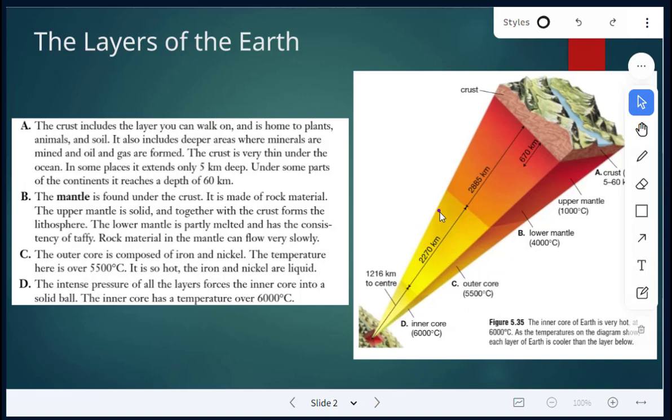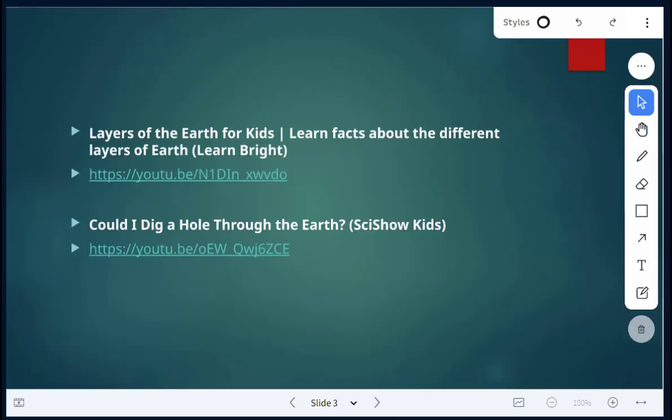And lastly, we have the inner core, which is a solid ball. So because of the intense pressure of all the layers, it forces this inner core to become a solid ball. And inner core has a temperature of over 6,000 degrees Celsius. All right, so we can see in this diagram that each layer of Earth is cooler than the layer below. Okay, I'm going to pause here.